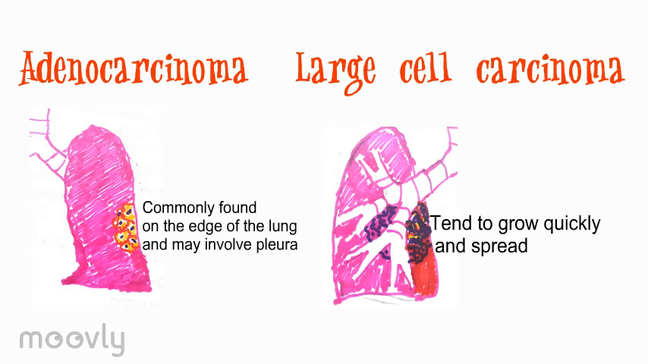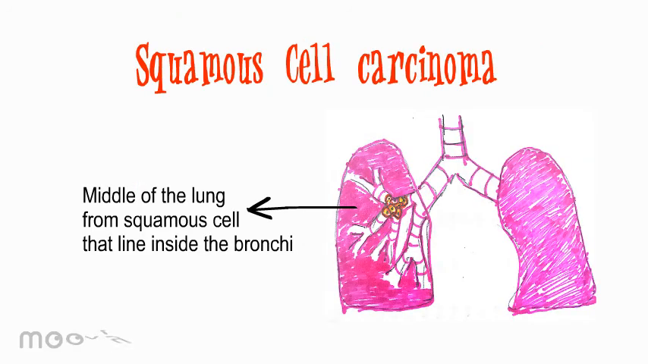Coming back to our scenario, Jean was diagnosed with non-small cell lung cancer, which, according to the cell type, is subdivided in three types. Adenocarcinoma, commonly found in the edge of the lung and may involve pleura. Large cell carcinoma tends to grow quickly and spread. And the third type is squamous cell carcinoma, commonly found in the middle of the lung from squamous cells that line inside the bronchi.